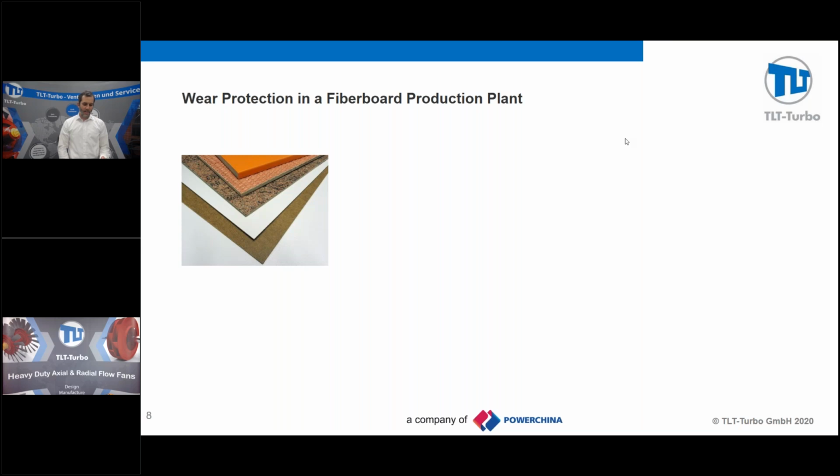Well, before we get a little bit scientific, I'm going to show one example, which is a radial fan with wear protection in a fiberboard production plant very close to our site in Germany. So in this plant, they use wood to chop it down to chips and make those fiberboards you can see in this picture. And all the waste of this production goes into a power plant to generate the heat and the electricity needed to produce this.